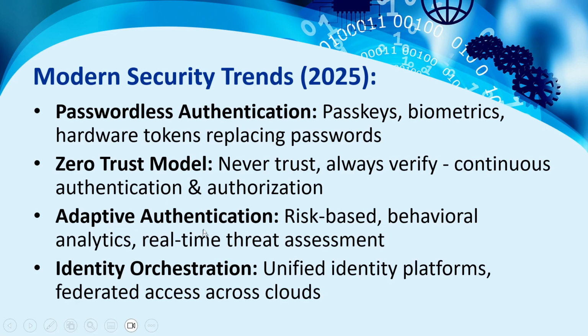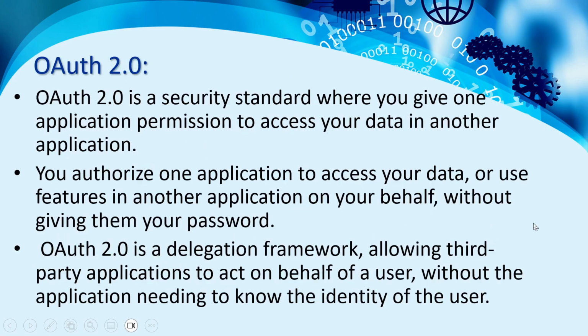Adaptive authentication means based on the behavior of the user, we give them privileges, but this is very risky. We never know, the intention can change at any time. And orchestration is a different area. You can research it if you want, but it won't be applicable in our course.